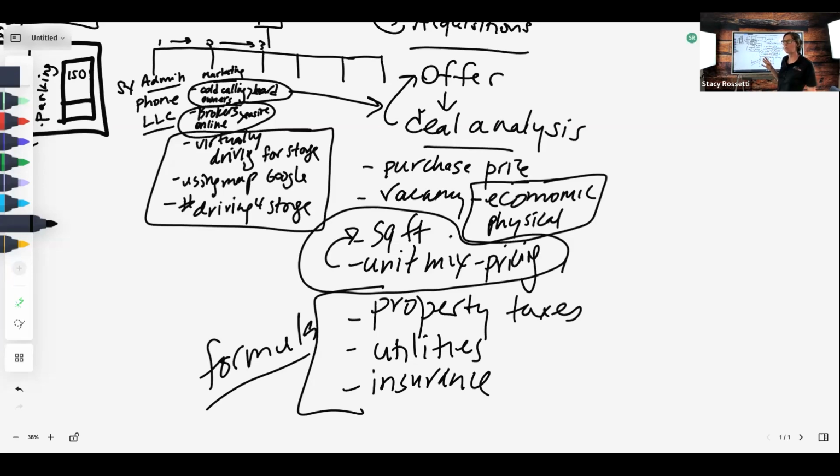Now, a lot of times too, a lot of properties that we look at will be storage plus an office that they rent out, some commercial space, a sign, RV parking. You do not want to mix all that together. When you're running deal analysis, each of those are separate incomes, and you have to run your analysis on each of those incomes.